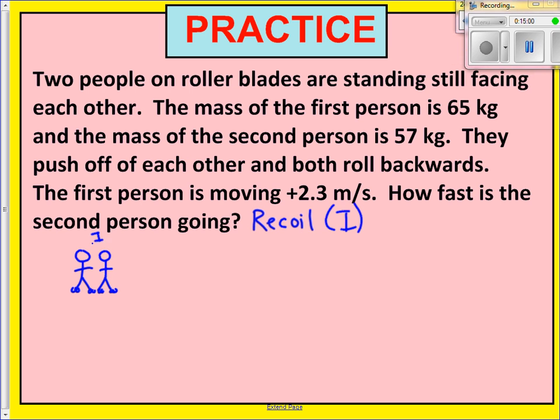Afterwards, finally, person 1 is going to be moving to the left, and person 2 is going to be moving to the right. Since it tells me that person 1, after the collision, is moving a positive 2.3 meters per second, I must know that the left direction this time is actually positive.